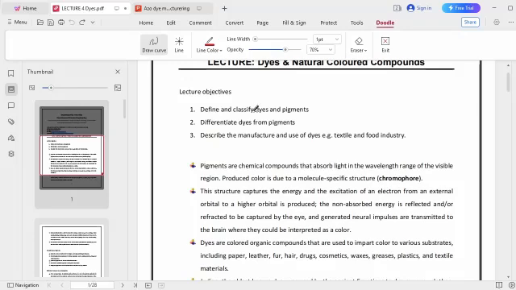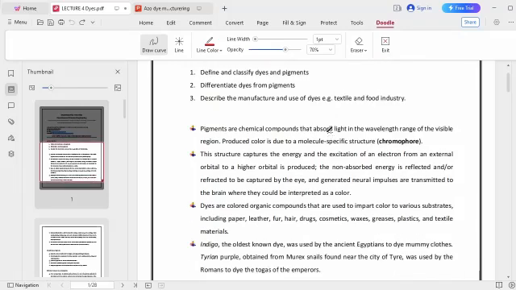You are expected to define and classify dyes and pigments. You are also expected to give the difference between dyes and pigments. And then finally, you are expected to describe the manufacturing process of dyes, in particular the azo dyes.